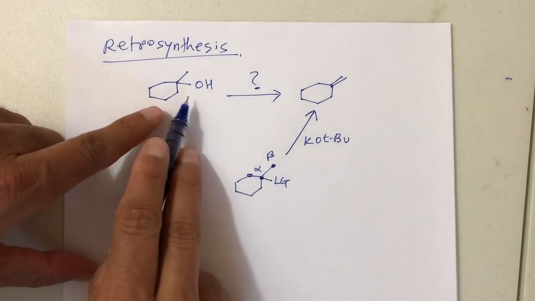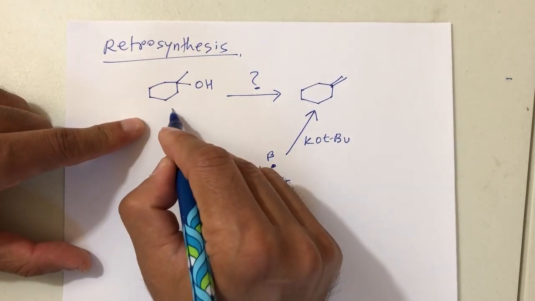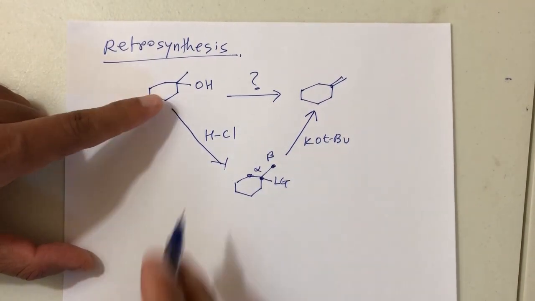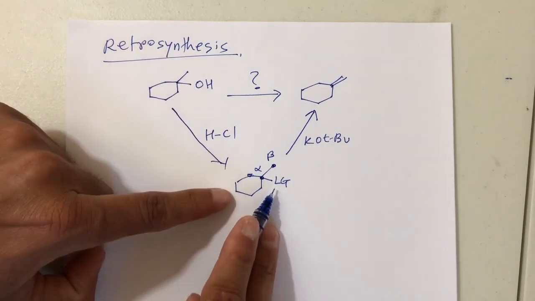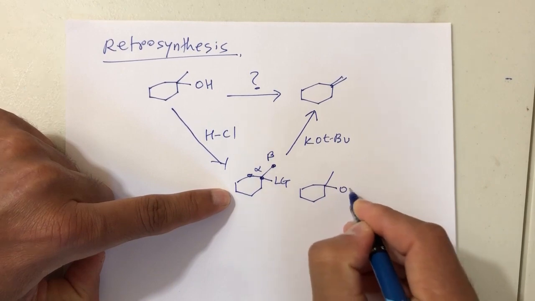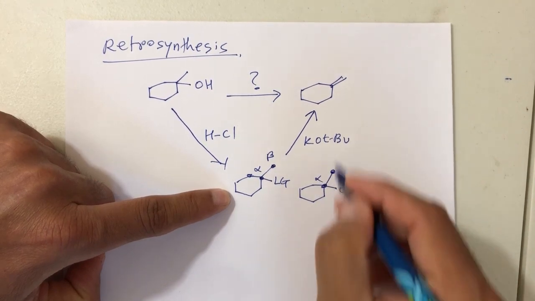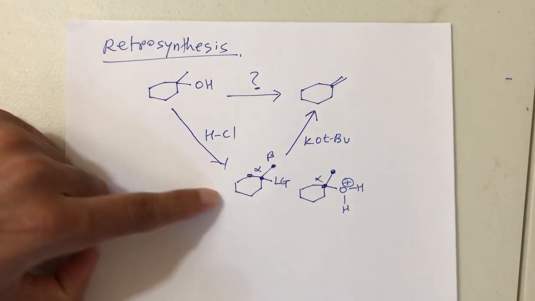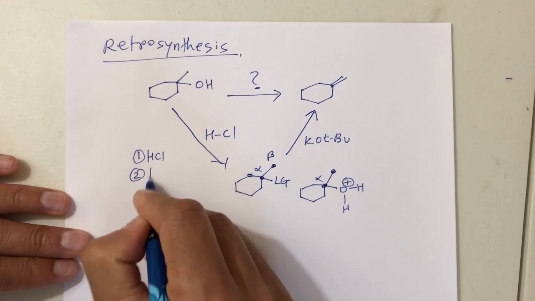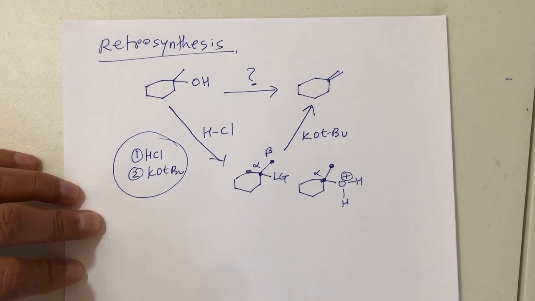And now the question is, can I convert my OH into a leaving group? The answer is yes. How can I convert that? I can throw HCl, right? So if I throw HCl, there will be an acid-base reaction that would change into OH2+. So the leaving group here will be OH2+. So that becomes your alpha carbon, that becomes your beta carbon, and then you do the elimination. So what are the reagents you need here then? Number one will be HCl, and number two will be potassium tert butoxide. So that's your answer.